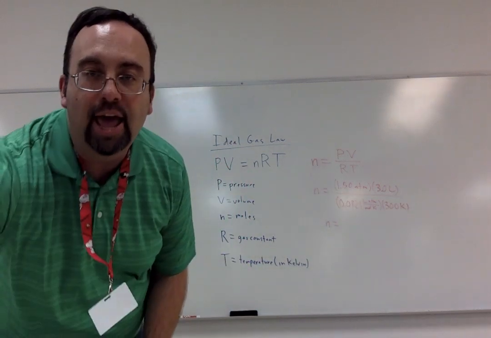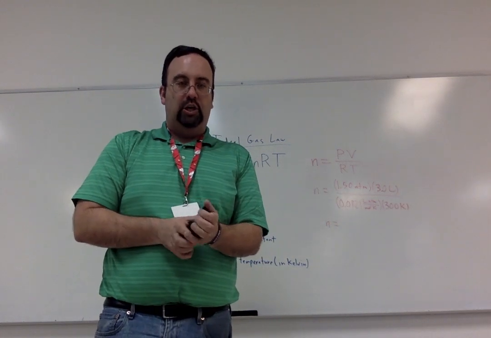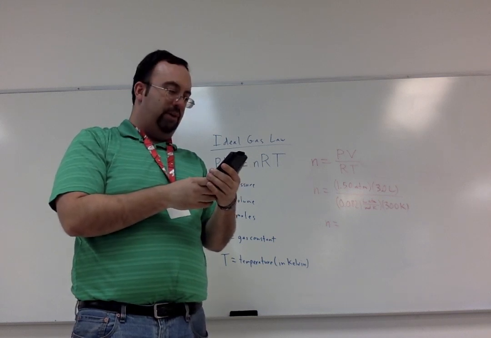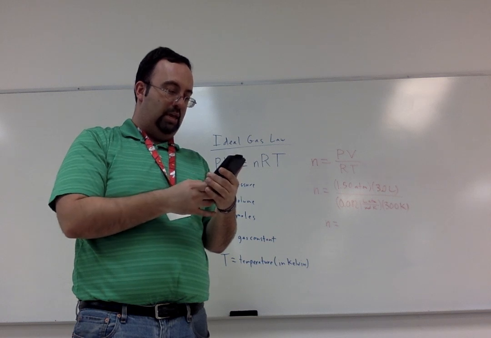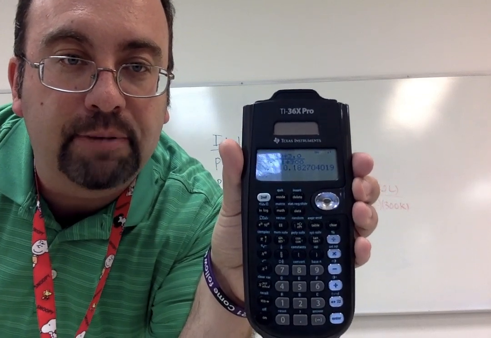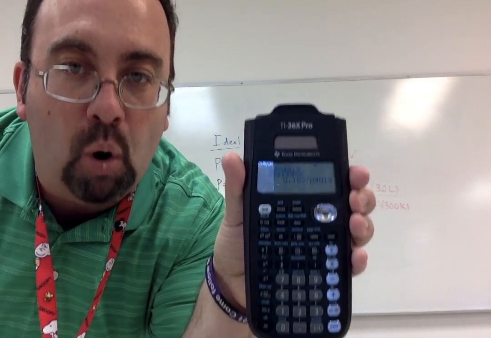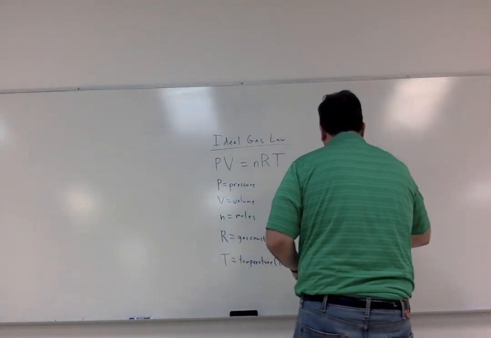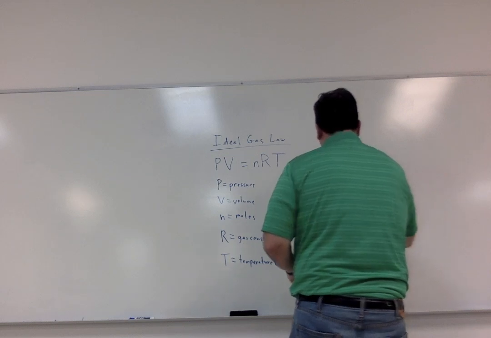And so I'm going to plug this into my calculator. I'm going to take 1.50, multiply that by 3.0 on the top, and then divide by 0.0821, and also divide that by 300. When I do the math in my calculator, I'm going to end up getting roughly 0.18 mole. And so I know that for this particular gas I have 0.18 mole of whatever that might be.